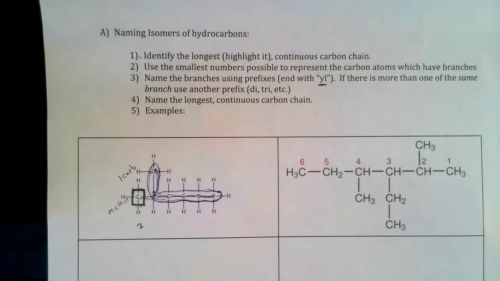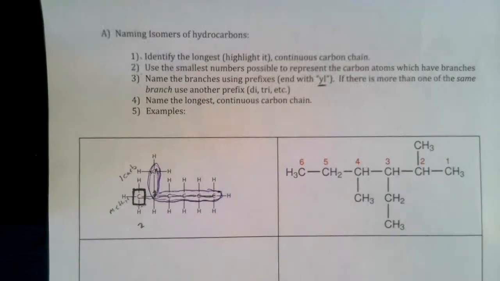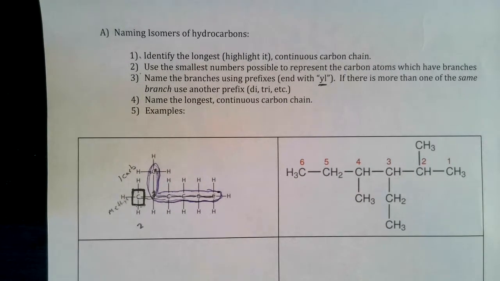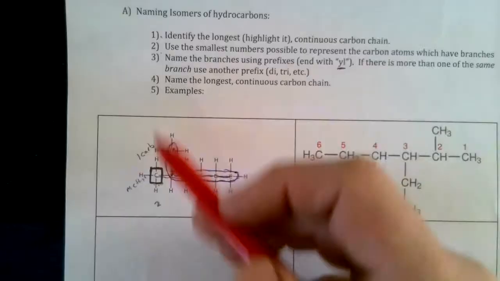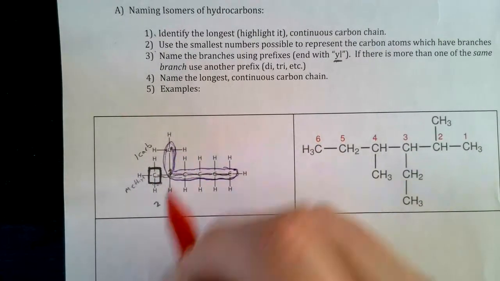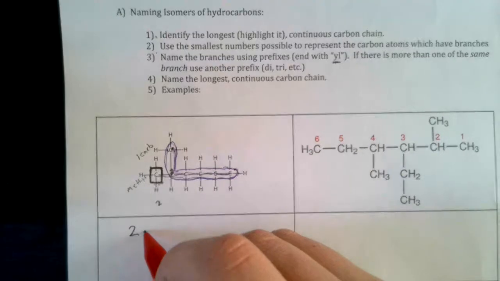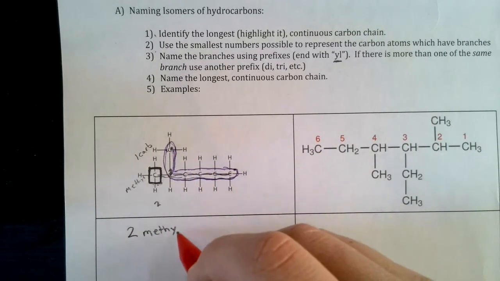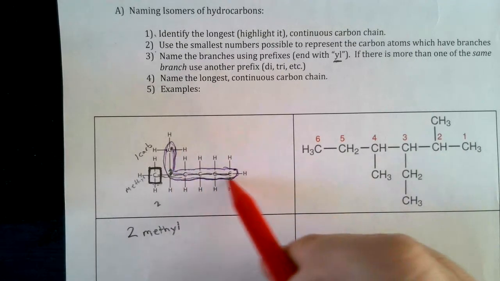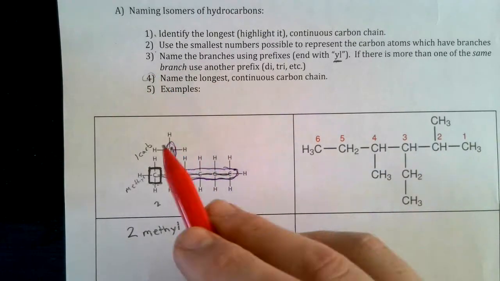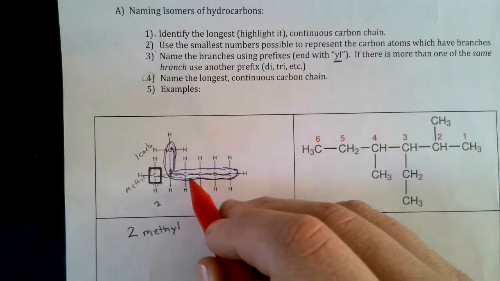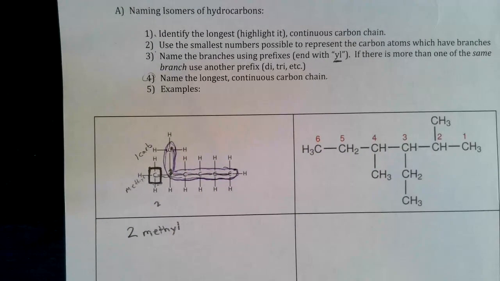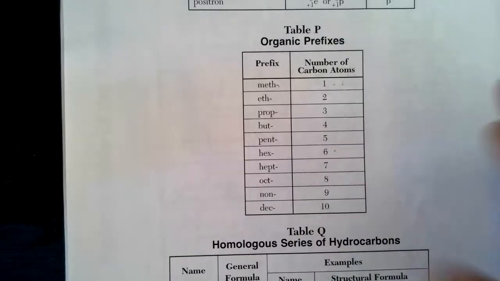So putting all of this together, all of this has to be done before you can actually name it. Counting in this direction would be called 1. 2 is the address of the branch. Branches always come first. Methyl. And then naming the longest continuous chain at the end. 1, 2, 3, 4, 5, 6. Hex.